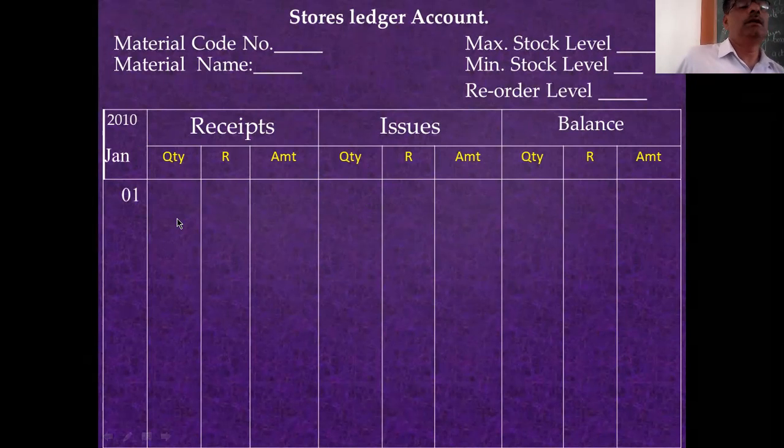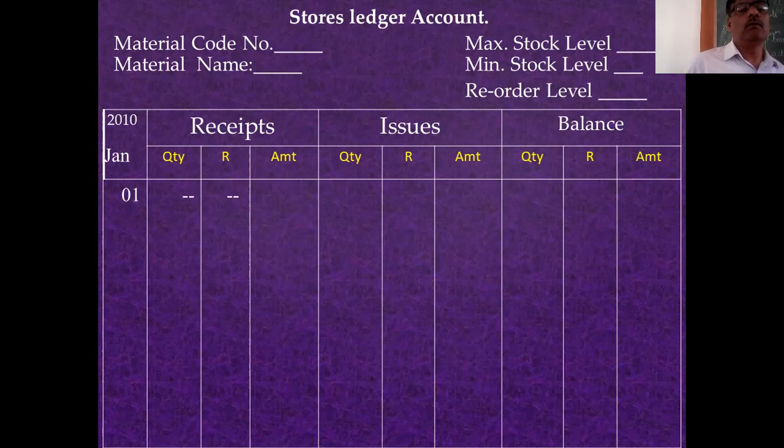What is the first day transaction? Opening stock. Opening stock record in the balance column. Remaining column put dash. What is the stock? 2000 is the quantity. Okay. 2000 quantity. What is the rate? 2.60. Multiply, you will get the amount. 5,200 is the opening balance.